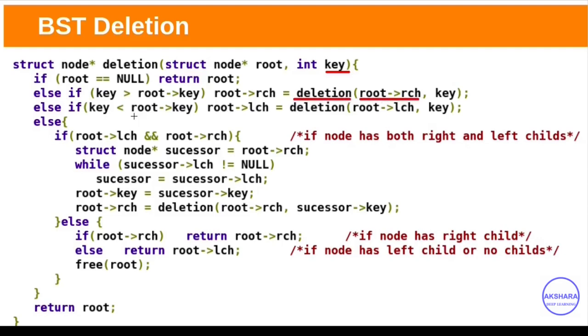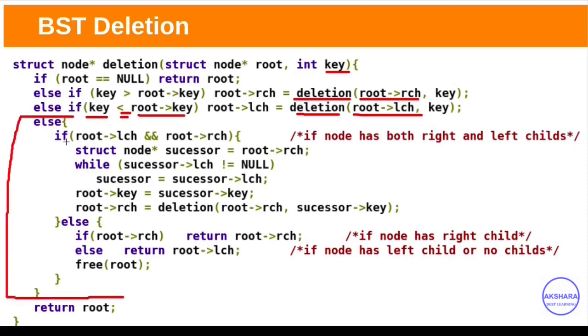If key less than root key, if that key exists within the tree, it would be in left subtree. So call delete function on left subtree. Suppose if key equal to root key, means that element to be deleted equal to this root key, then we need to perform deletion operation in this block.